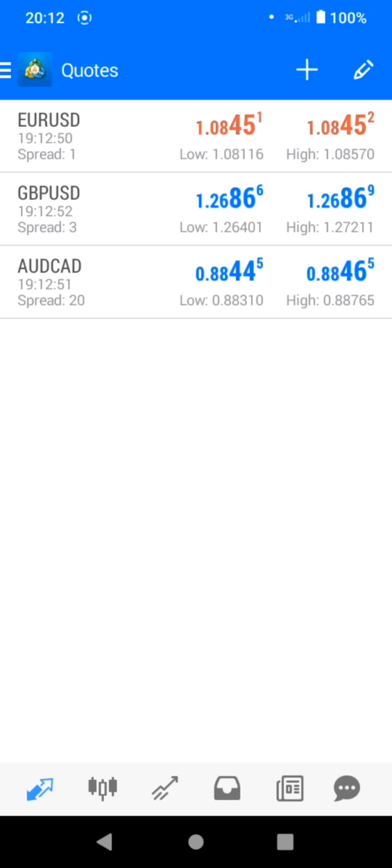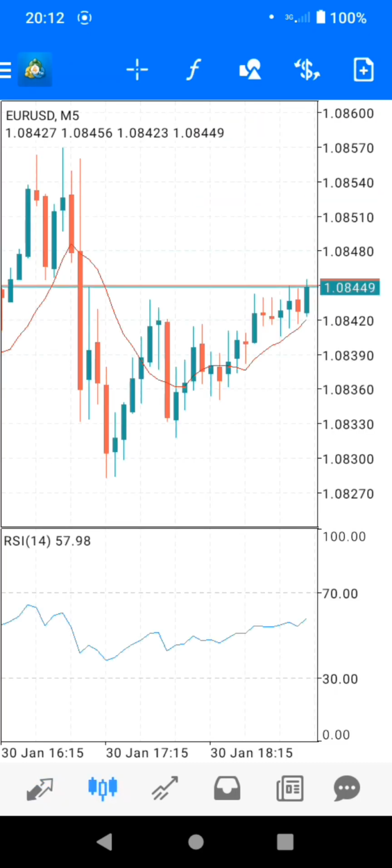Now let's come to the second one, the chart. Now this is the chart area. All right, this is where you analyze, you do your analysis, okay, before you enter a trade.